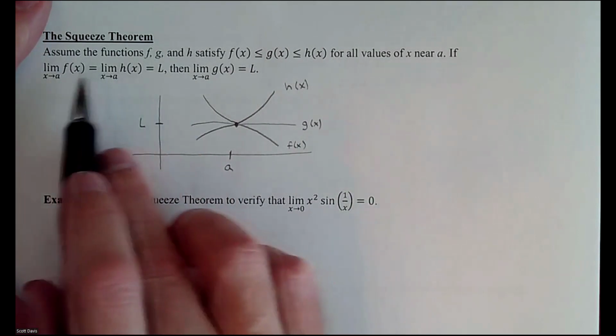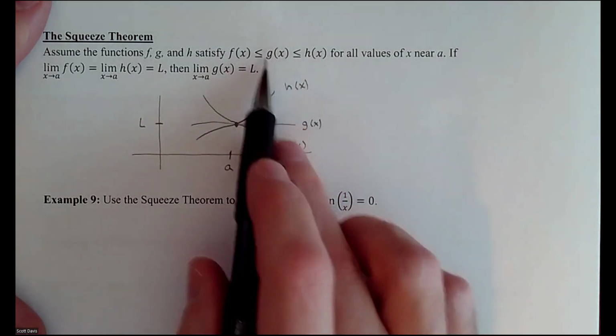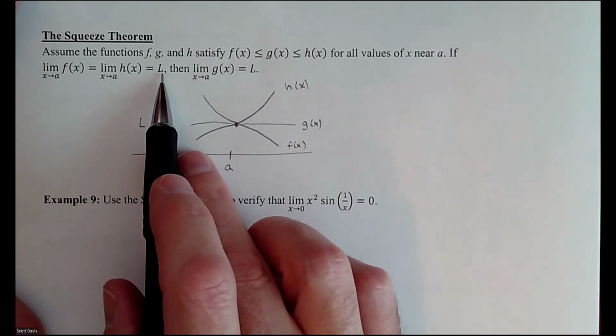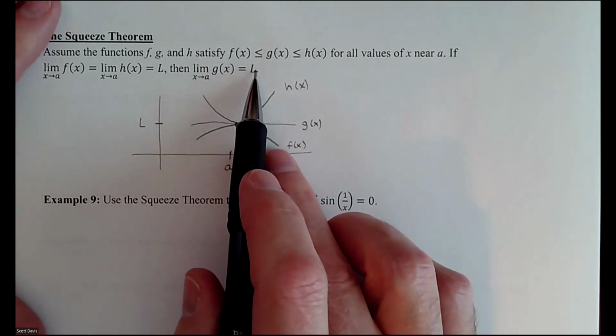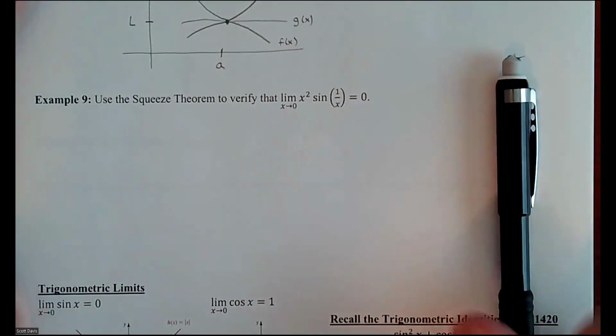So if these two functions equal that L value, then because everything is less than or greater than, this thing sits right in the middle. If those two things equal a certain value, say 5, then that makes this one have to equal 5. All right, so let me show you what this is in reality.